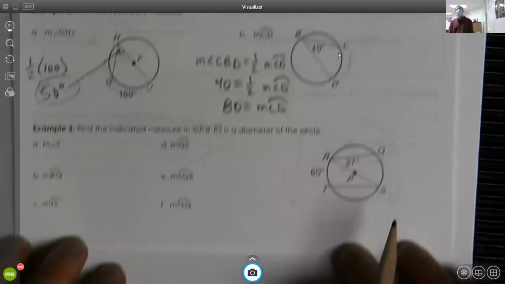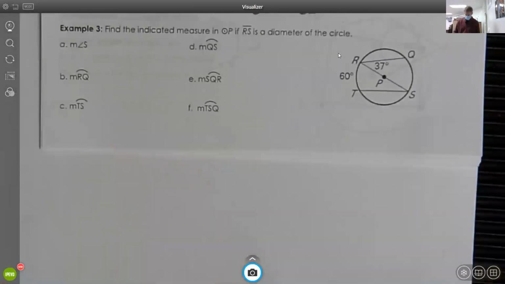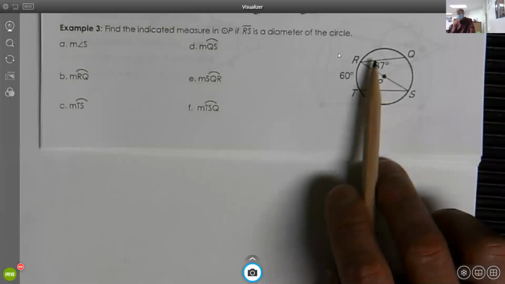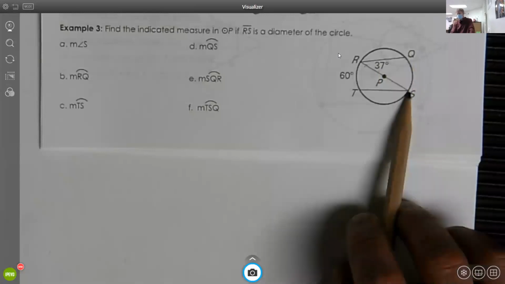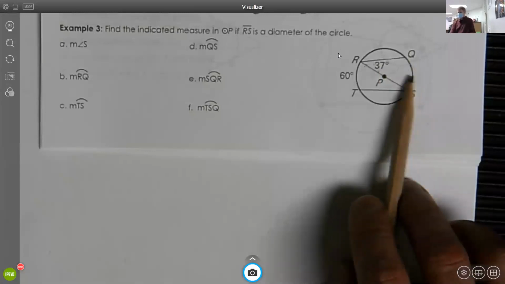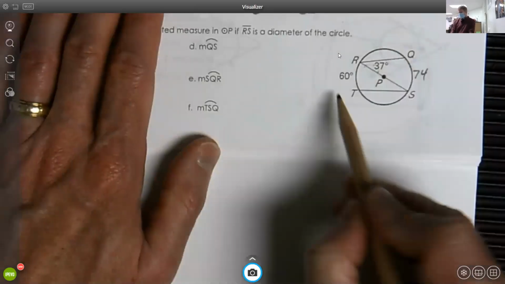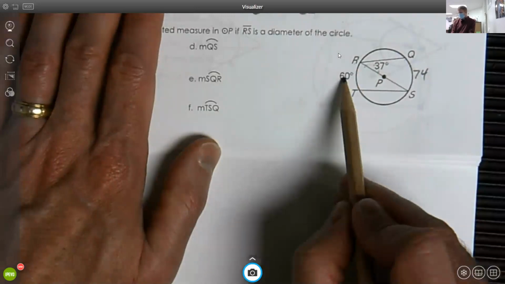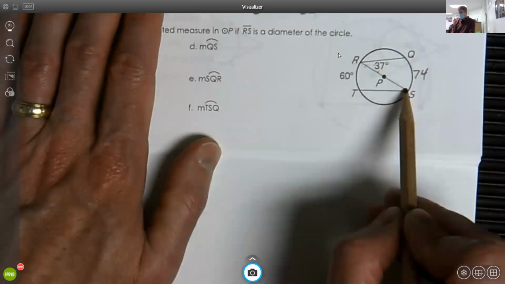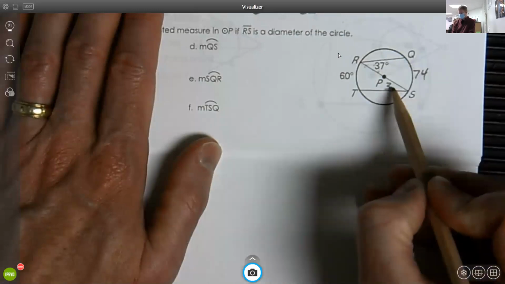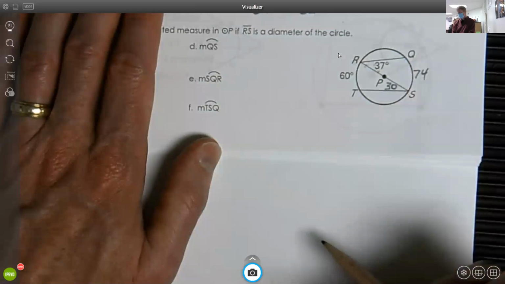So we can come down to a little bit more involved figure. We have 37 here. That means it opens up and touches at QS. So that's going to be double the amount. So that's going to be 74. This arc is 60. So where the angle comes together, the vertex is on the edge. So it's going to be half that amount. That's going to be 30.